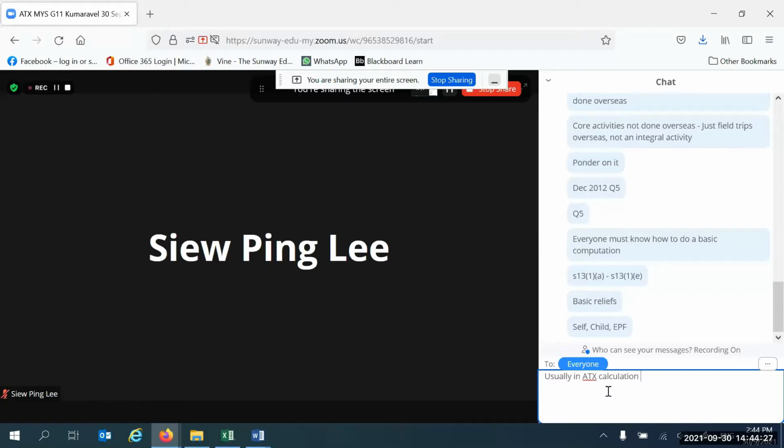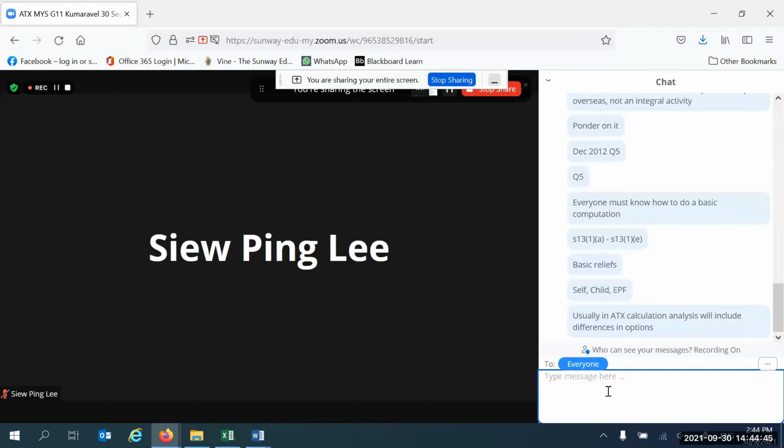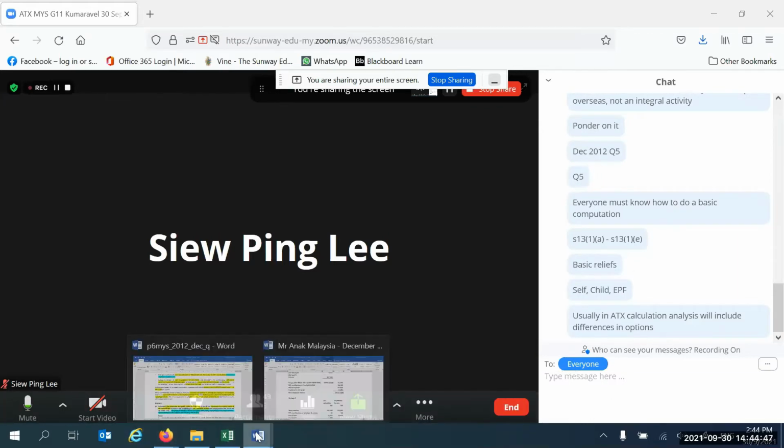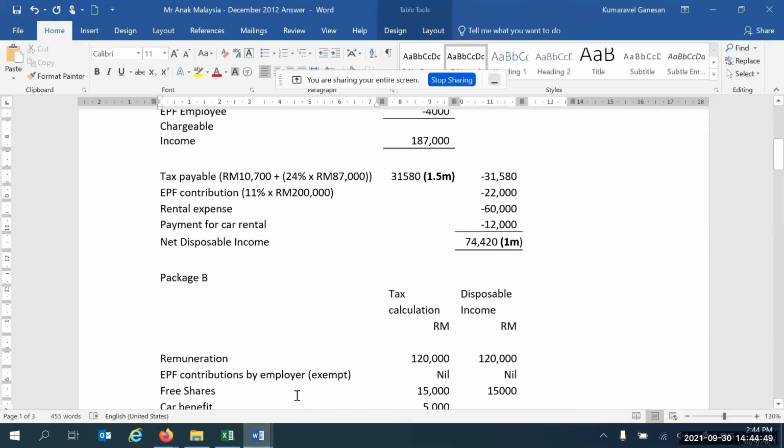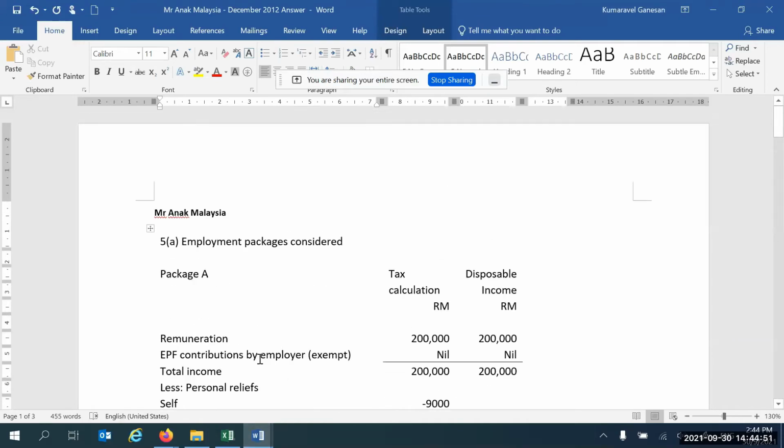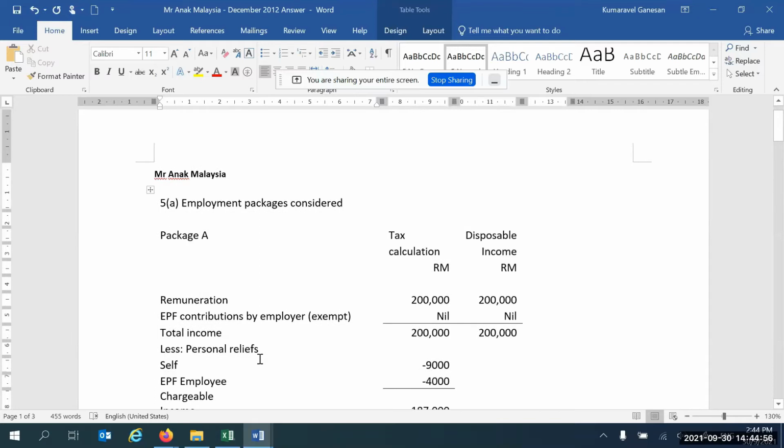Usually in ATX, calculation analysis will include differences between the options, right? So you must be careful. Now you see, nobody explains. Okay, nobody explains now. Section 13(1)(a) is for remuneration and perquisite. Nobody explains that. Okay, child and EPF employee can get a relief.